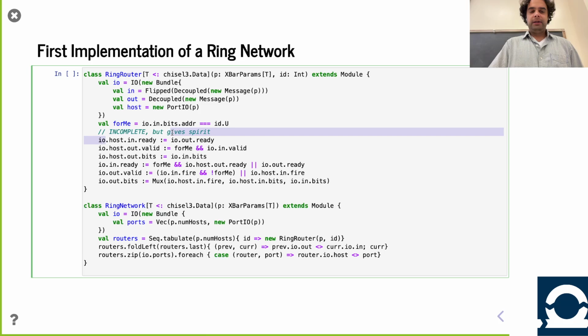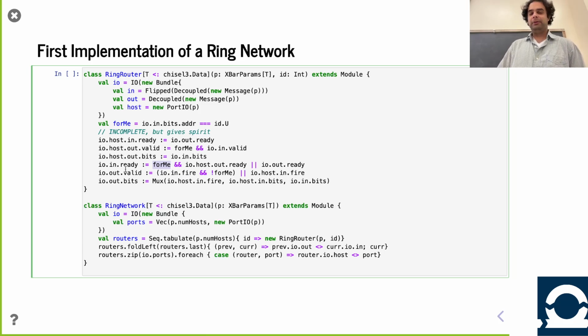For example, am I ready to take something in? Well, is my output ready? Is my output valid? Well, is it for me, etc. Right? You can have these things filled in. There are some gotchas in there kind of lurking. For example, we tell the input port we're ready for more messages if our output port's ready, sure, or if the message is for me and the host is ready. But "for me" depends on the message.